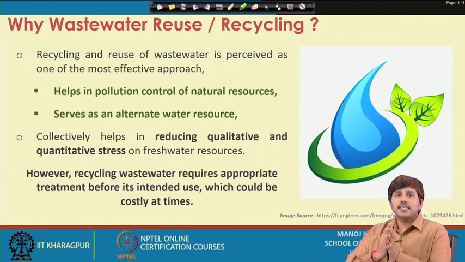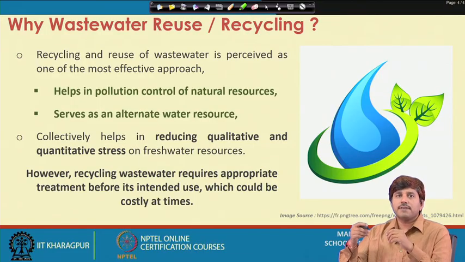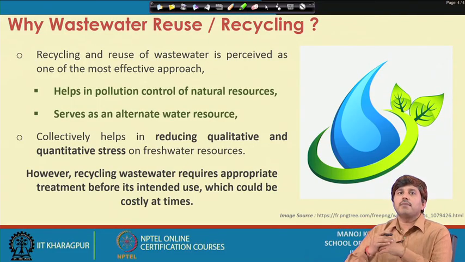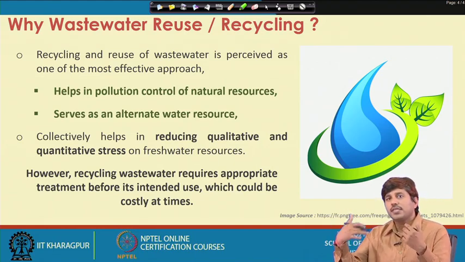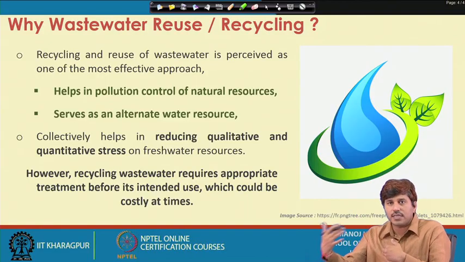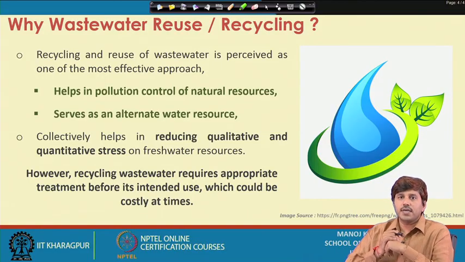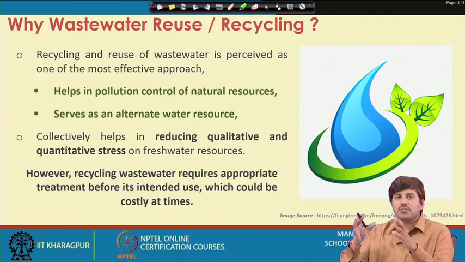Okay. So, by recycling and reuse of the wastewater, which is considered the most talked about approach in today's age, we help in pollution control of the natural resources, because we are not letting pollutant mass enter into the natural resources. If we are using water at some stage within our community, we are not letting that water go to a pond, or we are not letting that water go to a river. So, that means we are actually reducing the water pollution in those resources.